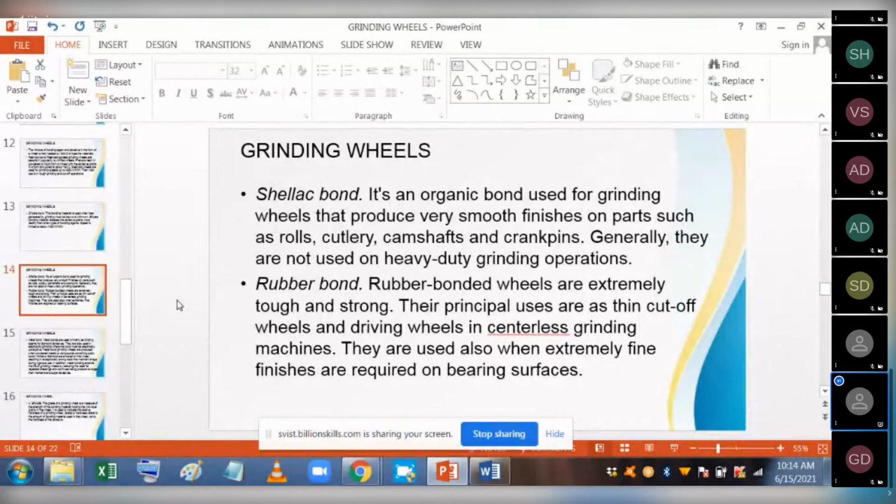Then we have rubber bond. Rubber bonded wheels are extremely tough and strong. The principal uses are thin cutoff wheels and driving wheels in centerless grinding machines. We have studied centerless grinding. Centerless grinding has two wheels, one is a driving wheel and another is a regulating wheel. The driving wheel in centerless grinding is made of rubber. They are also used when extremely fine finishes are required on bearing surfaces.